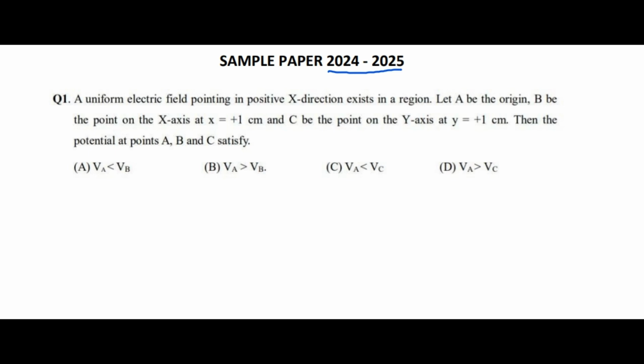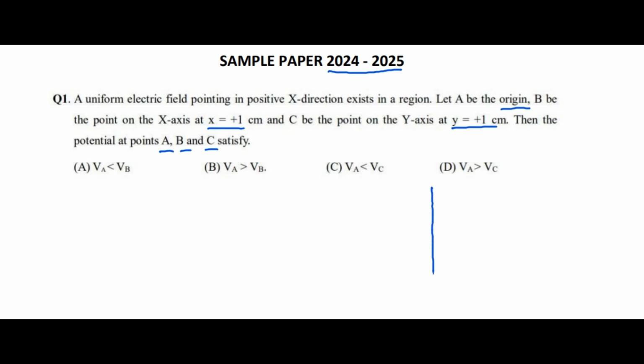The first one: a uniform electric field pointing in the positive x direction exists in a region. Let A be the origin, B be the point on the x-axis at x equal to plus 1 centimeter, and C be the point on the y-axis at y equal to plus 1 centimeter. Then the potentials at points A, B and C satisfy.